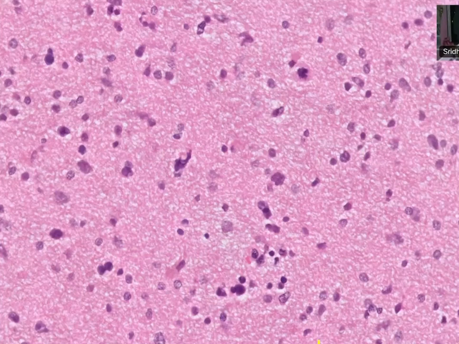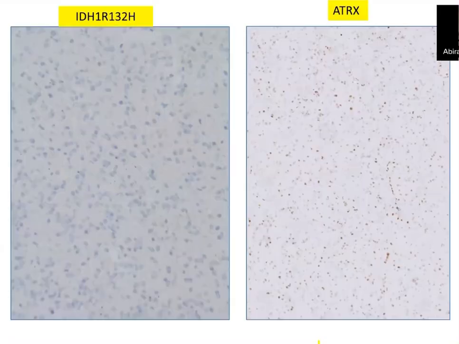What markers do you want to do? So I would like to go with IDH first. Yes, interpret it. IDH on the left side. This is IDH. Negative staining in the tumor cells, sir.